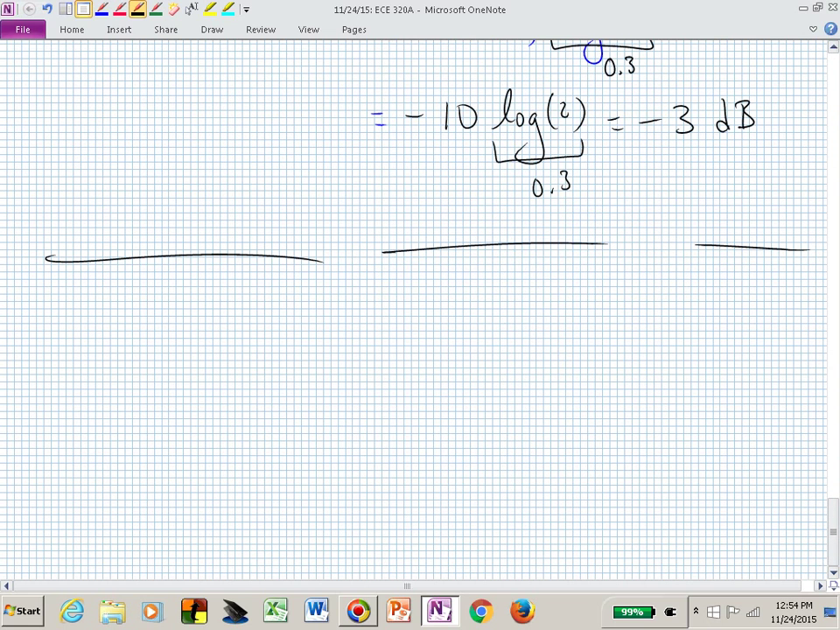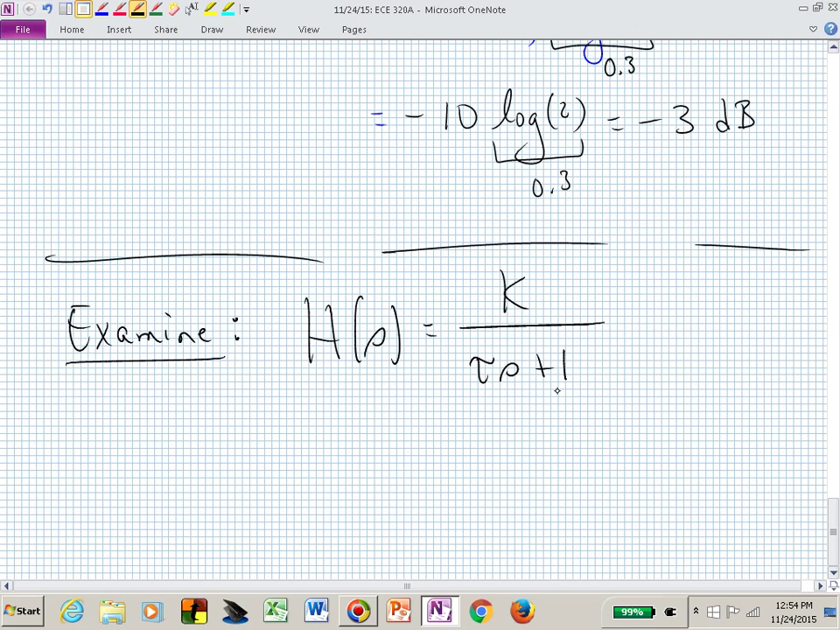Let's now look at that in maybe a more generic example. Suppose that now you are given a transfer function that somebody says is k over tau s plus 1.